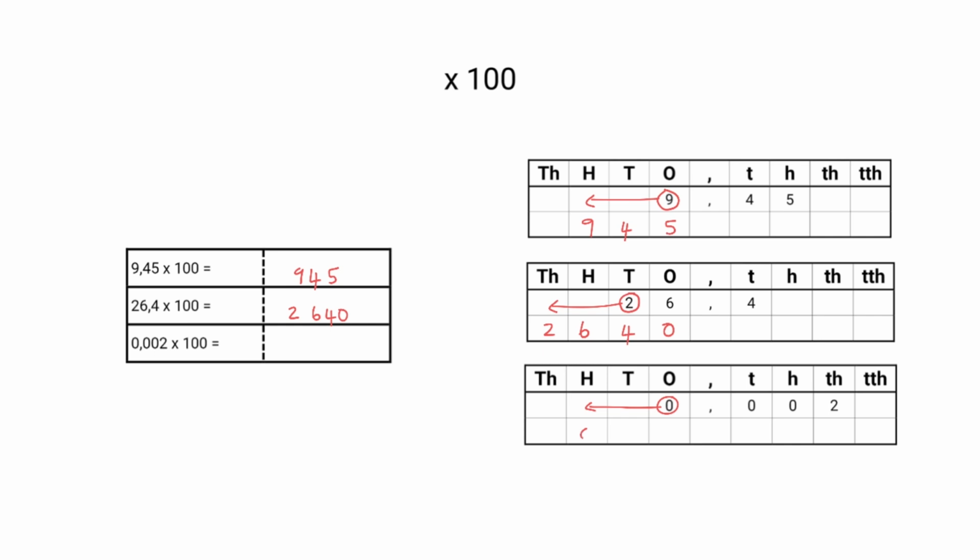For this last one, we're going to take this 0 and move it 2 places to the left. It's going to land up in the hundreds column. If we line up all our other digits, we can see that we don't need the first 2 zeros. They don't have any function anymore. So our answer is going to be 0,2.